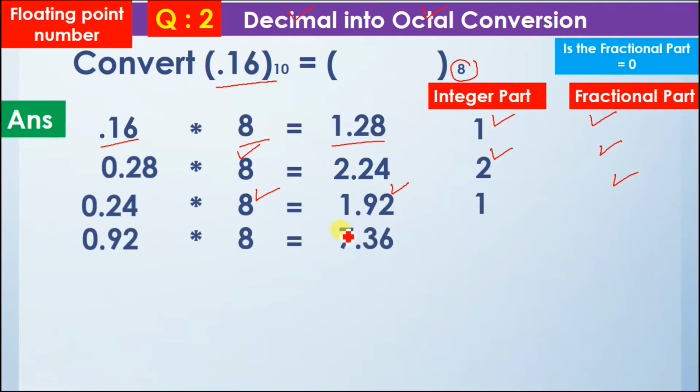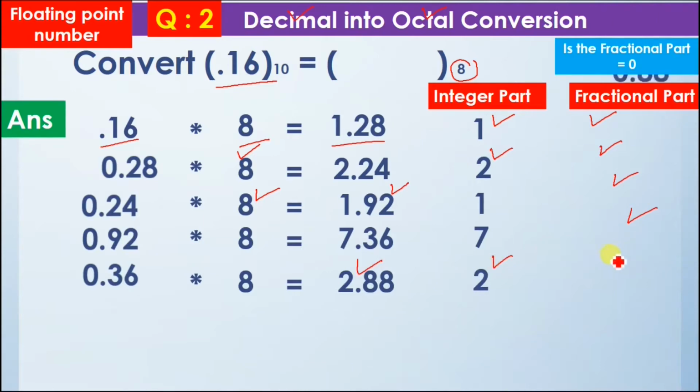So it is equal to 7.36. So the integer part is equal to 7 and the fractional part is equal to 0.36. Again not 0, so we will multiply 0.36 into 8 and the answer is 2.88. So the integer part is equal to 2 and the fractional part is equal to 0.88.